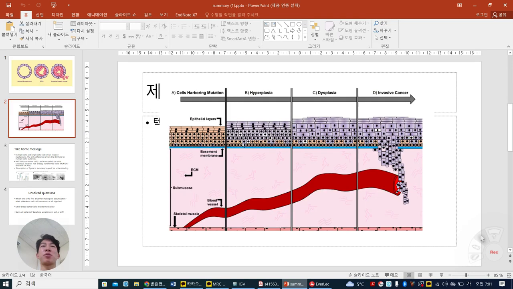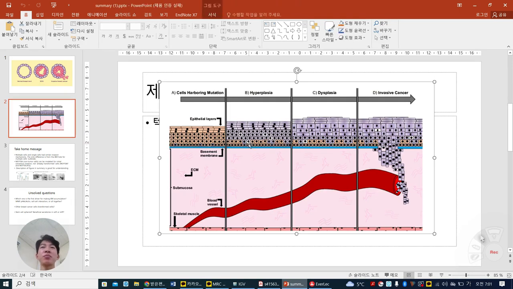Another point of view is like that. Let's say the upper part is the epithelial layer or duct layer. And then this is a fibroblast-rich layer, like the dermis layer. And in between, you can see this basement membrane. So for a cancer cell, when they want to migrate to the other side, they have to penetrate this basement membrane.